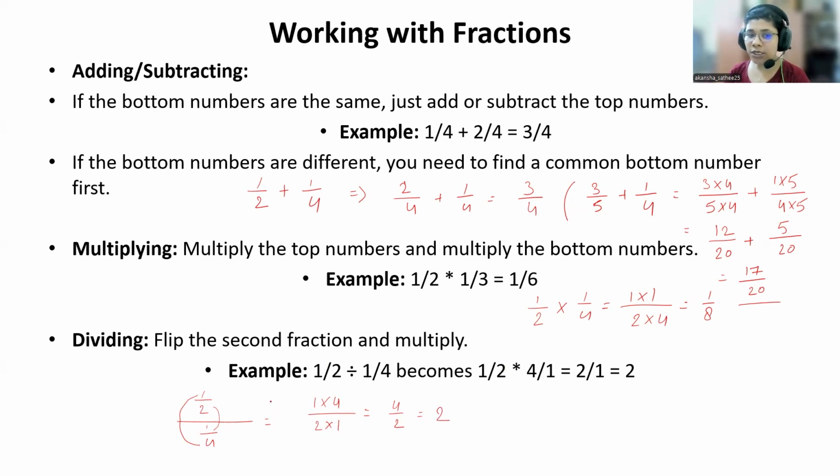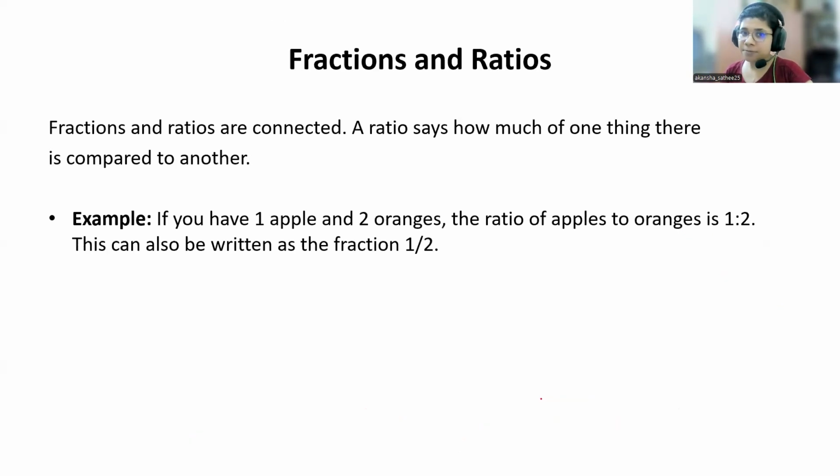So what you have to do is just write them as they are, 1 by 2 divided by 1 by 4. Or otherwise, if you want to divide, the other rule is 1 by 2 multiplied with 4 by 1. So you just flip this number, 1 by 4 you just write as 4 by 1. This will give you 1 into 4 and 2 into 1. That is 4 by 2, and that is equal to 2. So anything is okay. You just flip it and multiply.